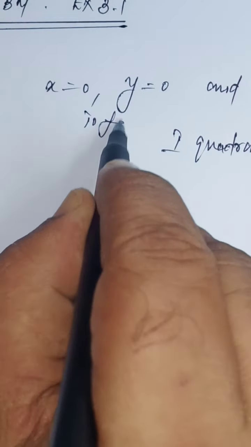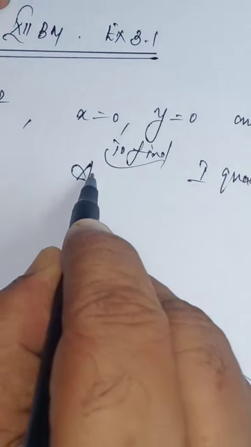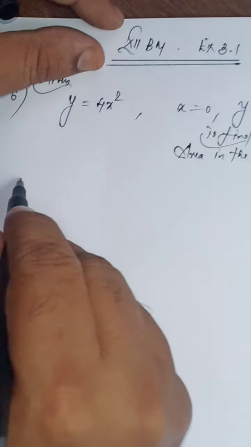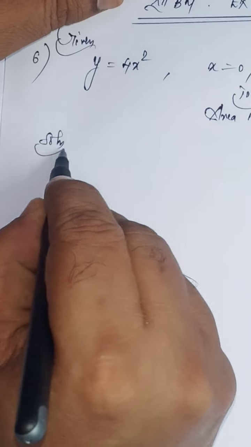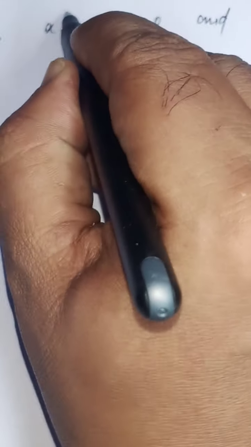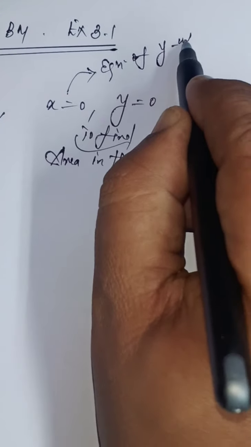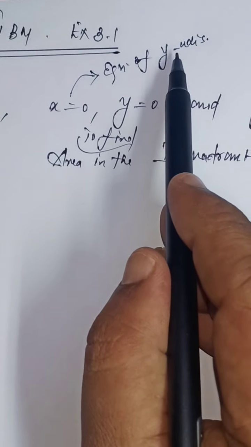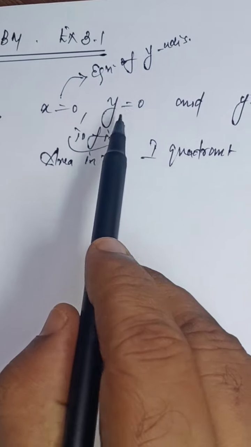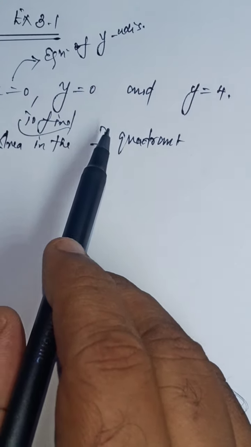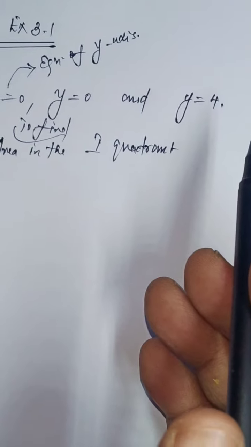To find the area in the first quadrant. Now, y equals 4x squared. X equal to 0 means the equation of the y axis, you know very well. Equation of y axis, what is it? X equal to 0. Apart from that, you are given y limits. Since you are given y limits, definitely we have to apply the formula either integral x dy or minus x dy.